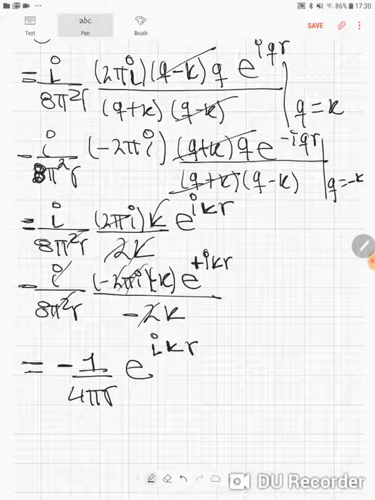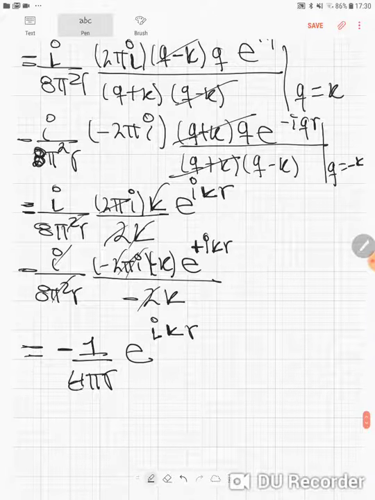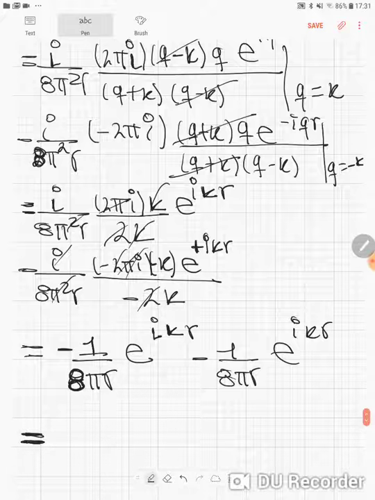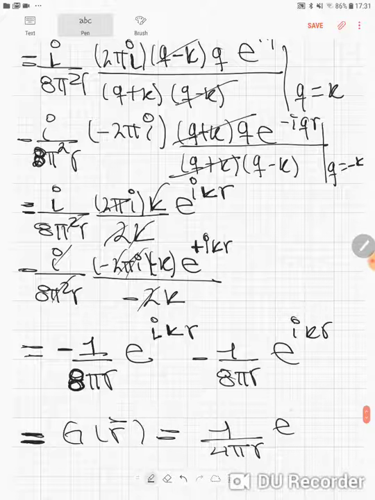Let me see, oh no, because this is 1/8 here, this is still 1/8, and this is minus 1 divided by 8 pi r e to the I kr. Okay, that means that the Green's function g of r is equal to 1 over 4 pi r e to the I k r.